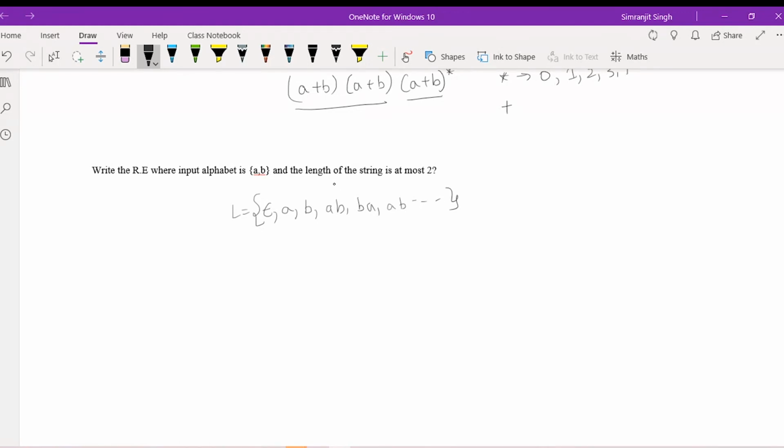Yeah, Priya absolutely got the right answer: a plus b plus epsilon. If you do not get it, this is not an infinite language. This is a finite language. So the two length strings will be aa, ab, ba, bb. Just write it completely.